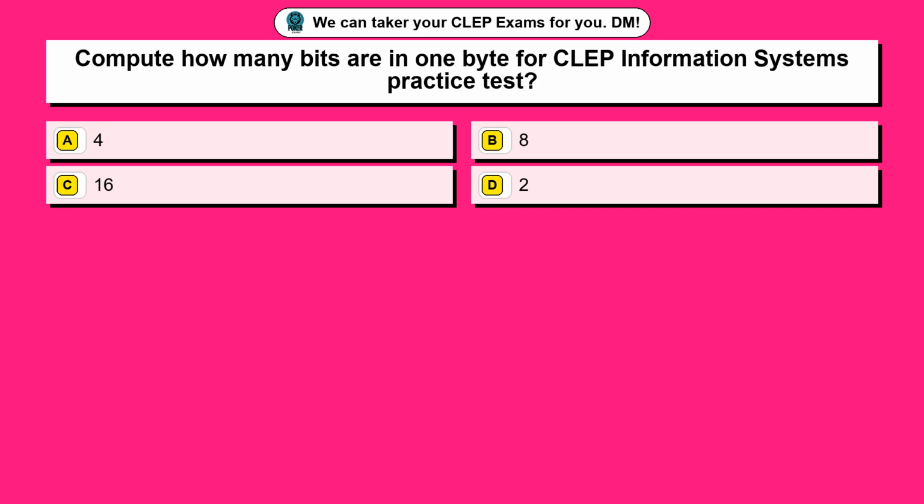Question 90. Compute how many bits are in 1 byte for CLEP Information Systems practice test. Option A 4. Option B 8. Option C 16. Option D 2. The correct answer is option B 8.